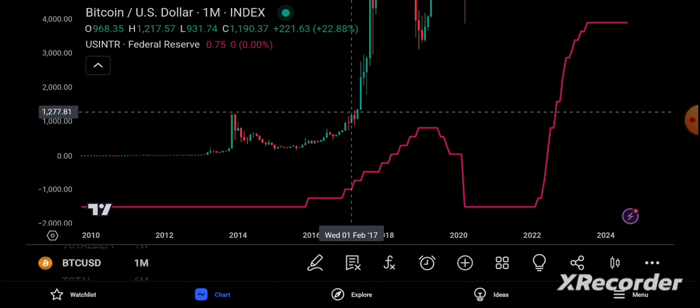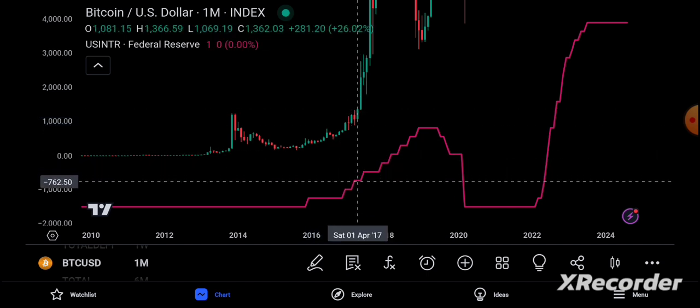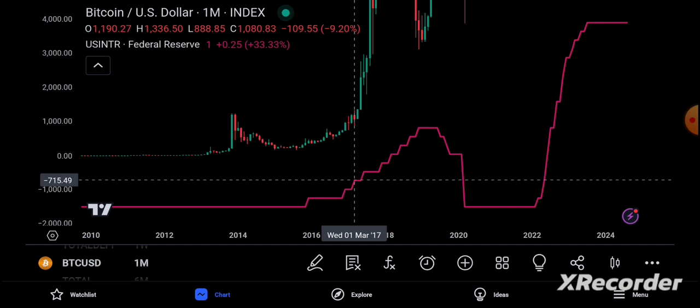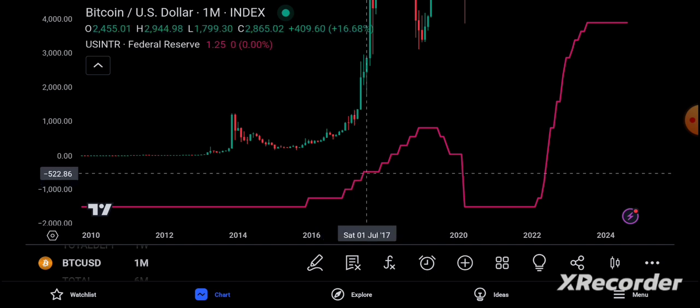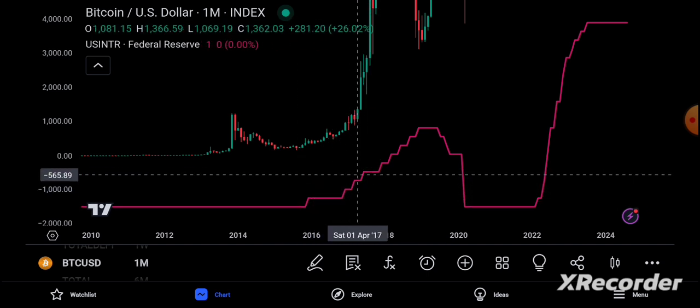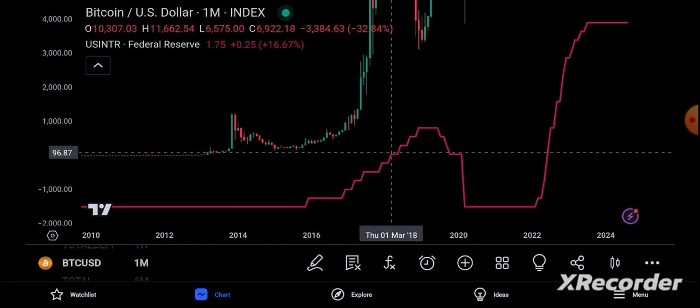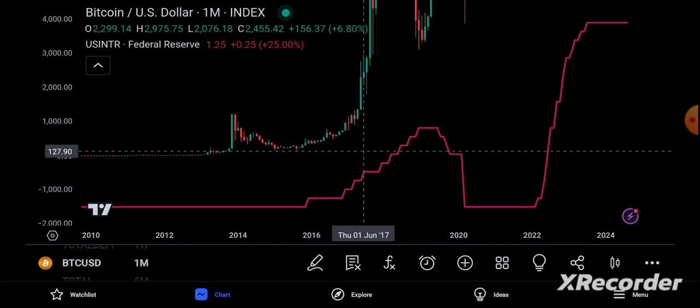And gradually in 2016, the interest rate was hiked to like 1%. The red line shows you the interest rate movement, right? And then the candlesticks show you Bitcoin's price action.